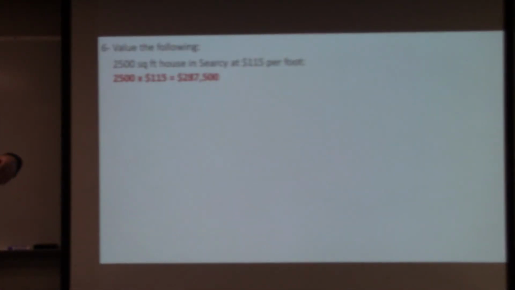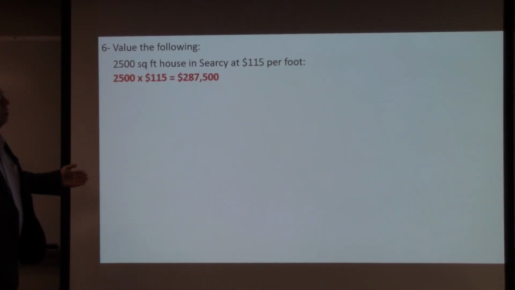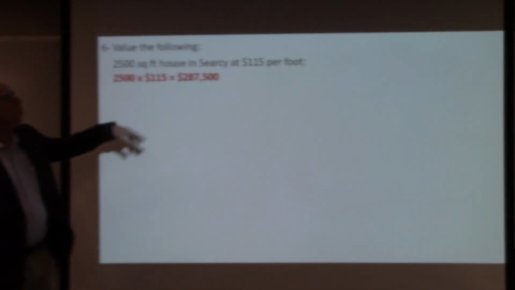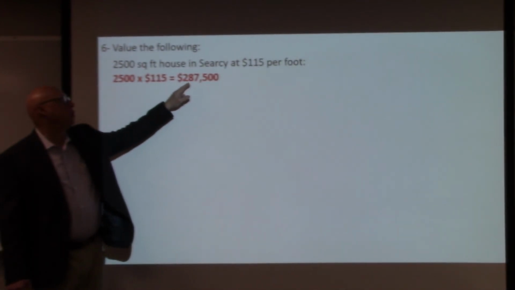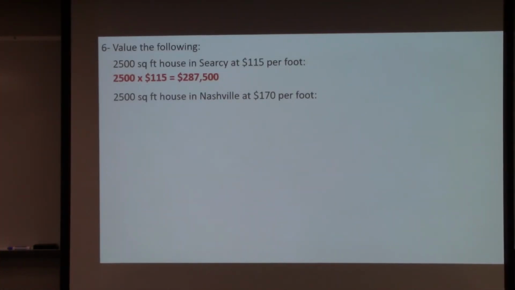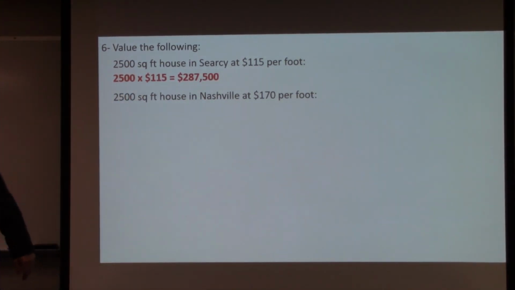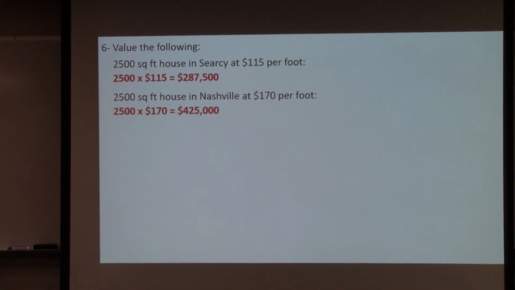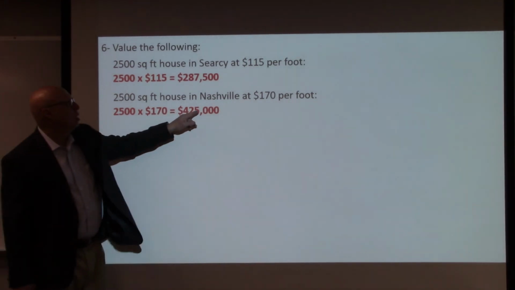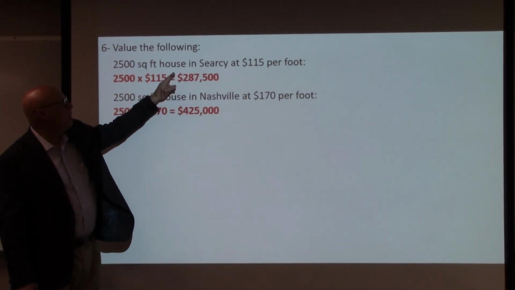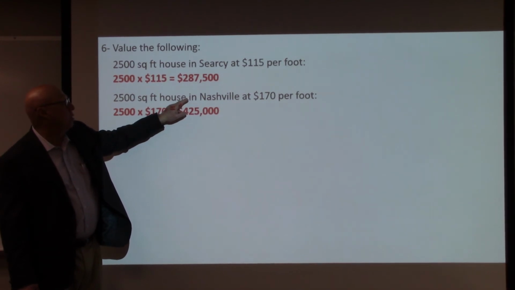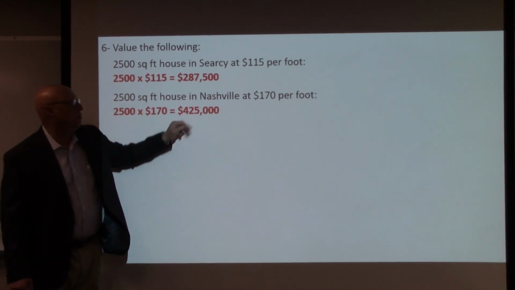Okay? Now in chapters 4 and 5, 5 and 6, we'll go over time value of money, and we will determine how much our monthly payment will be for a 30-year mortgage at a certain interest rate. Okay? All right. In Nashville, the average price per square foot is $170 a foot. So that same house in Nashville will run you $425,000. The question then becomes, do you make more money in Nashville at the same job that will offset the higher cost of living?